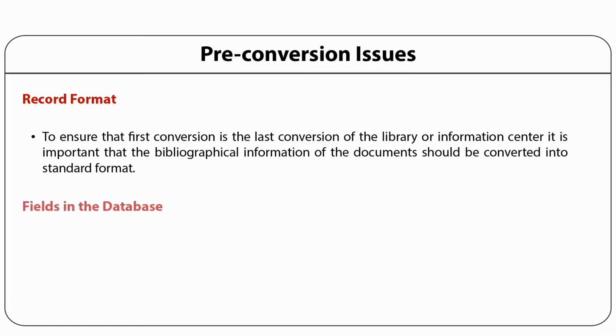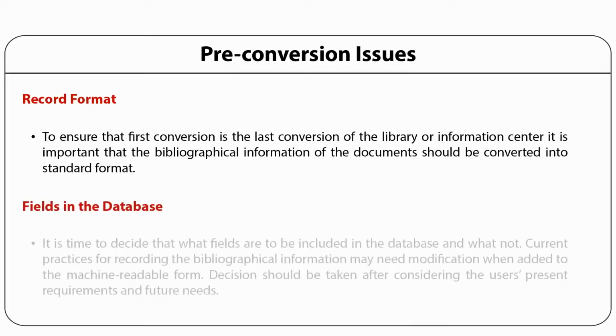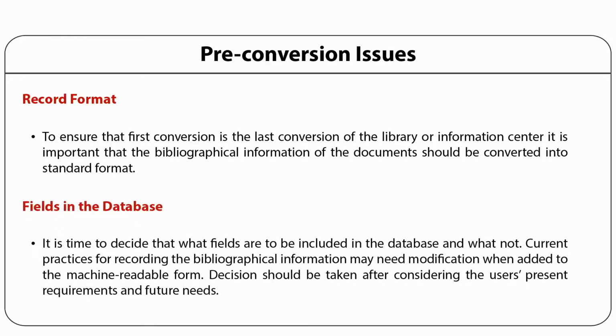Number 2, fields in the database. It is time to decide what fields are to be included in the database and what not. Current practices for recording the bibliographical information may need modification when added to the machine-readable form. Decision should be taken after considering the user's present requirements and future needs.